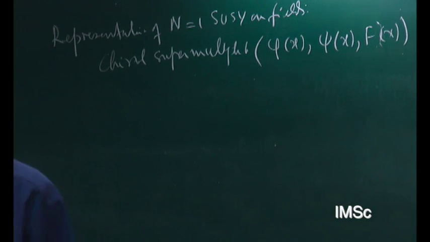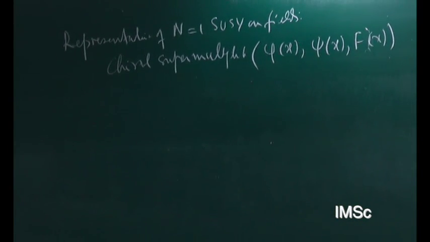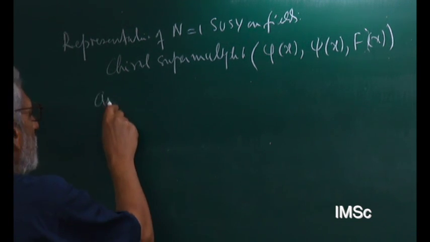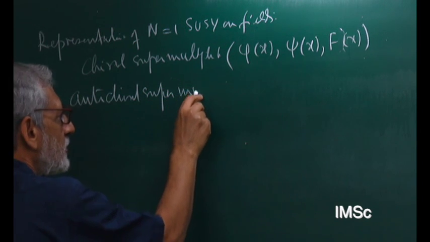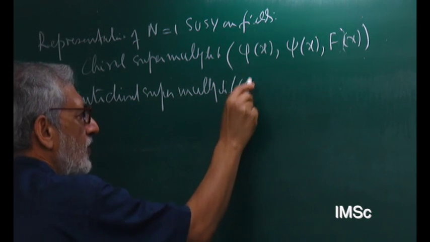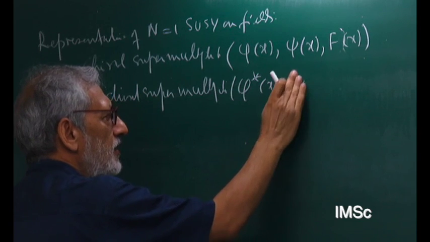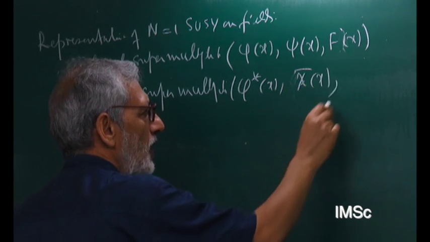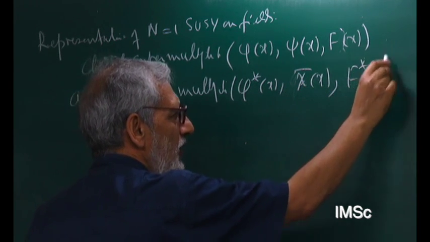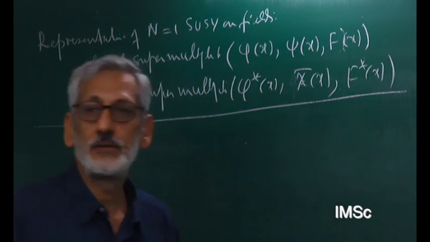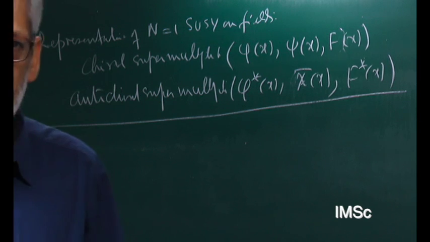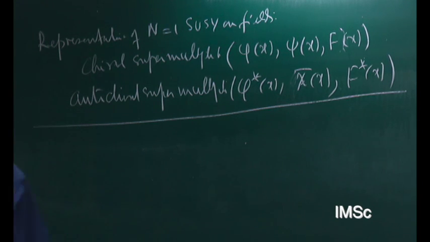And we learned how to write their transformation properties, and an antichiral supermultiplet: a complex scalar field, a fermion partner, we call it chi bar, and an auxiliary field, we call it F star. These are the smallest multiplets that you can construct of these fields.